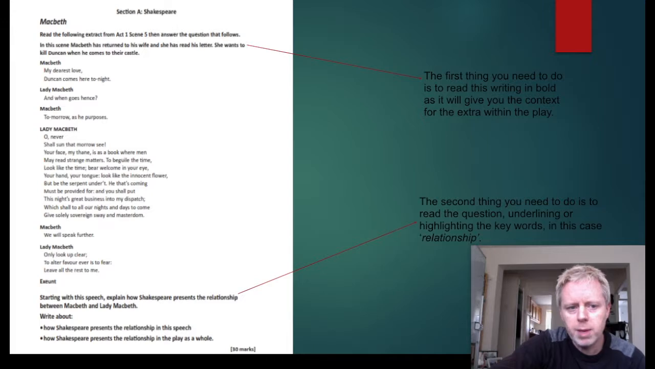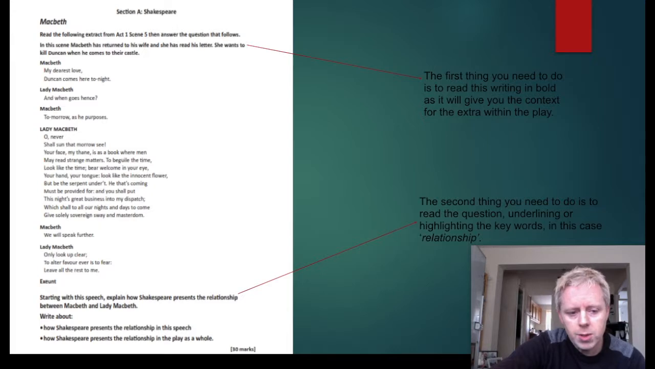In this scene, this is the important bit, Macbeth has returned to his wife and she has read his letter. She wants to kill Duncan when he comes to their castle. It gives you the context for the extract within the wider play. It's really important to get that so you know roughly the area that you need to be looking at.